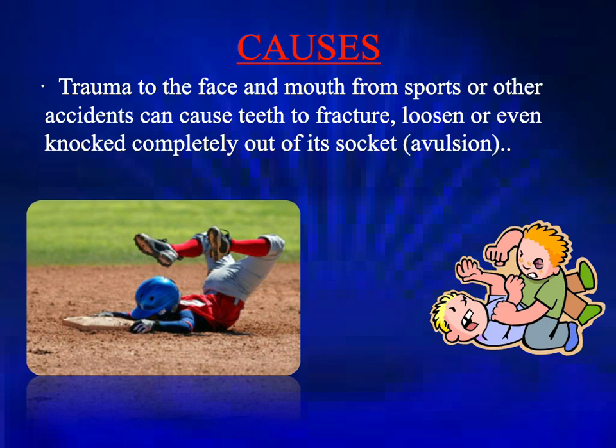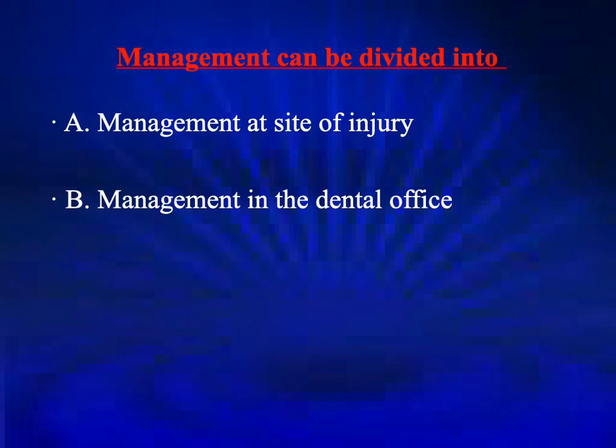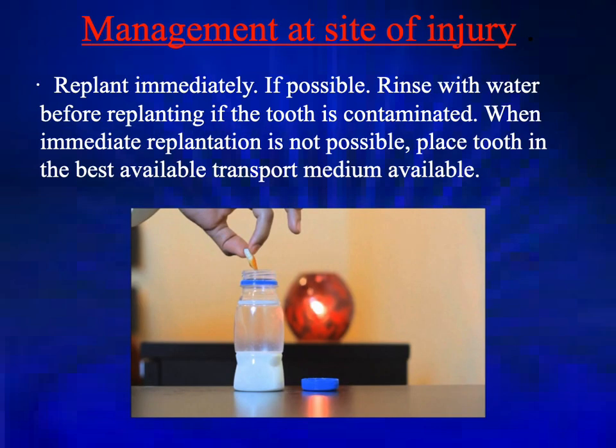It can result from sports or other accidents, which can cause teeth to fracture, loosen, or even get completely knocked off from the socket. Management of dental avulsion can be either at the site of injury or in the dental office. At the site of injury, once the avulsed tooth is found, rinse it with water and reimplant the tooth. When immediate reimplantation is not possible, place the tooth in the best available transport medium.